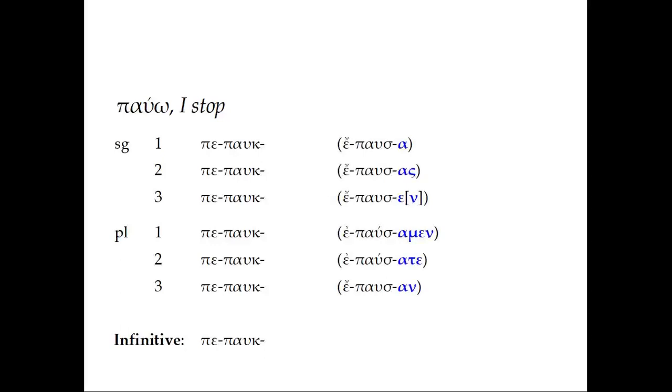And let's compare the aorist here, epausa, I stopped, epausas, you stopped. We're going to take almost all of these endings and just reuse them. So in almost every case, the only exception is third person plural, where we see pepaukasin, the long alpha. That's the only difference. Those are the indicative forms.